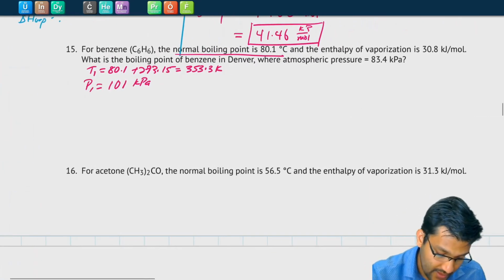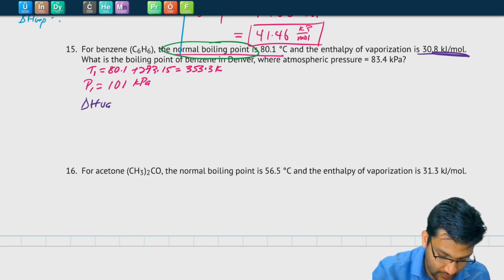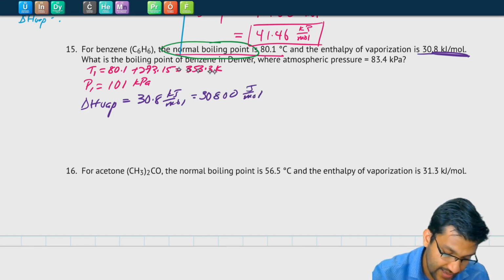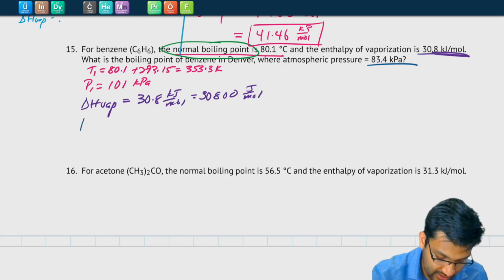Okay, so we have that first information. We have T1 and P1. P1 just came from this statement of a normal boiling point. Okay, let's see what else we have. We have the enthalpy of vaporization. They give us this one. It's 30.8 kilojoules per mole, but in the equation it should be joules per mole, so we just multiply it by 1,000. Okay, and they wanted us to figure out the boiling point in Denver. I am assuming Denver, Colorado. There might be other Denvers, who knows. Where the atmospheric pressure, so that's the new pressure, P2, is 83.4 kilopascals.